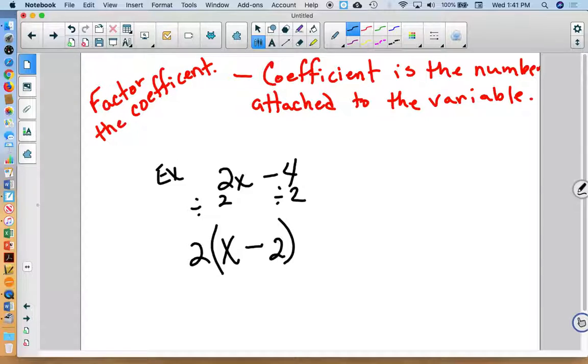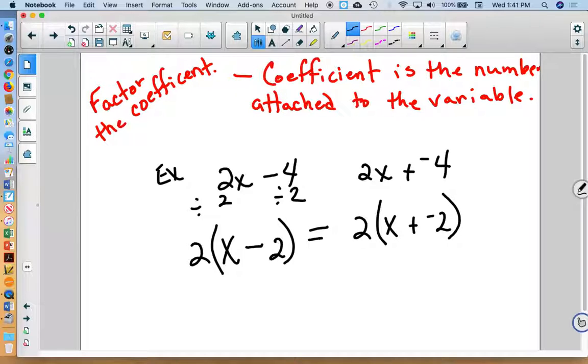Now, is it going to change anything if I change this to 2x plus negative 4? I'm still being asked to factor out the 2. I leave in an x plus negative 2. Are these two statements the same? Yes, they are.